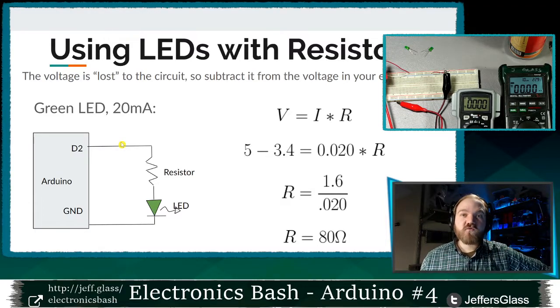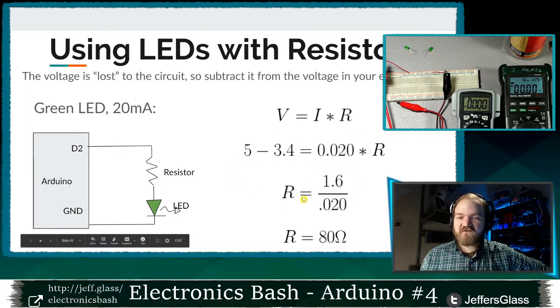How big of a resistor would we need to limit the current flowing through that LED to 20 milliamps? Well, here's how you figure that out. We take our Ohm's law equation, V equals IR. So V, in this case, is our 5 volts that we're applying minus the forward voltage of our LED, 3.4 volts, equals our current, 20 milliamps, or 0.02 amps, times the resistance that we're looking for.